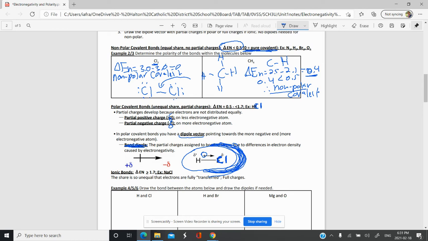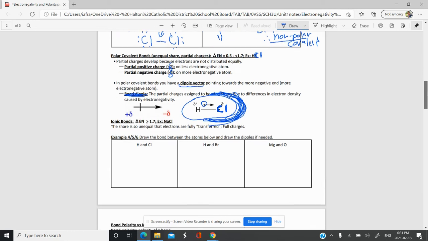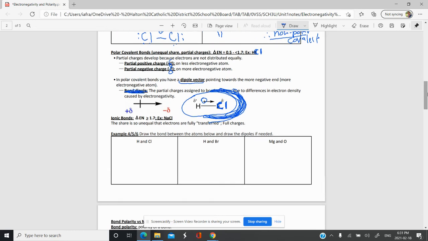Now, let's take a look at some molecules that contain polar covalent bonds. If you do see that, you do need to put the dipole vector, and we'll practice doing that. So remember that for polar covalent, you need to be from 0.5 to less than 1.7. For example, HCl. So if we draw that out, let's just do our calculation here. We have delta EN is equal to 3.0 minus 2.1.